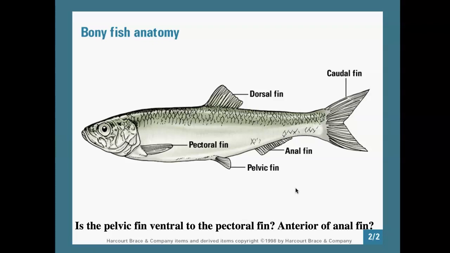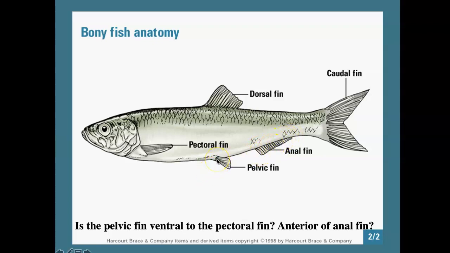Bony fish anatomy. Just as a reminder of what your fins are, hopefully you know these pretty well by now, because you're going to use these to help you identify your fish to fish family. So again, we have our dorsal fin here. We have our caudal fin here. In this case, it's a homocercal caudal fin. We have our pelvic fins, which are paired, and our anal fin back here.